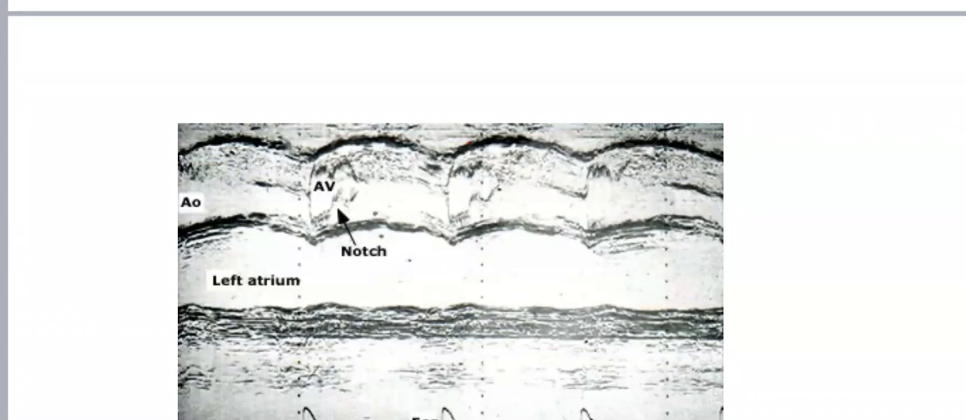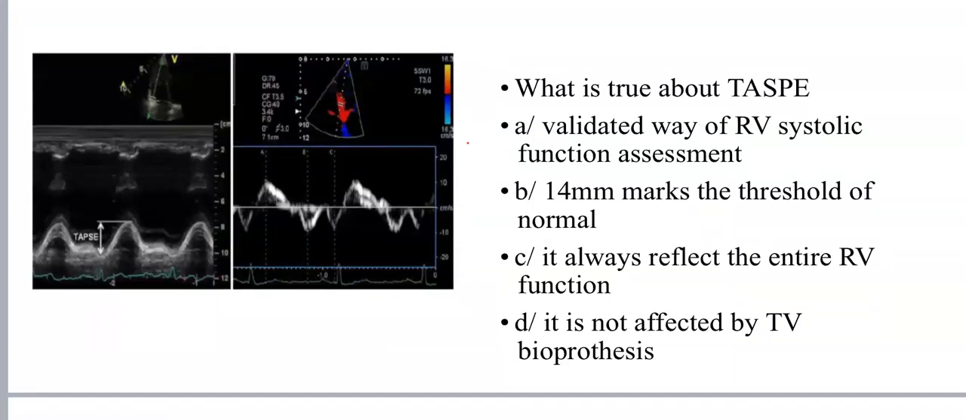Okay, now what is true about TAPSE? A, is a validated way of RV systolic function assessment. B, 14 millimeters marks the threshold of normal. C, it always reflects the entire RV function. D, it's not affected by tricuspid valve prosthesis. Which one do you think is right? A, is a validated way of RV systolic function assessment.